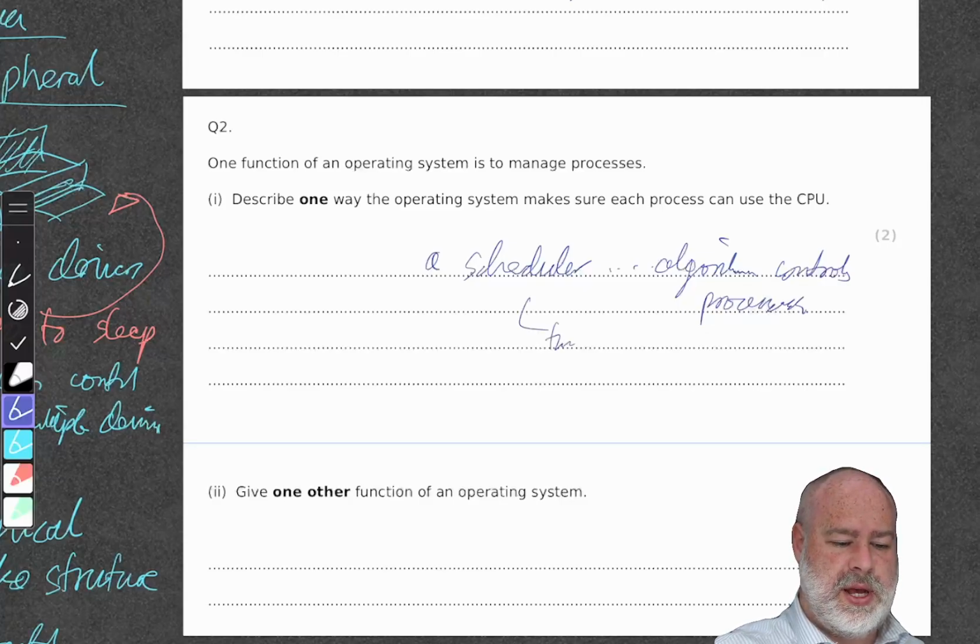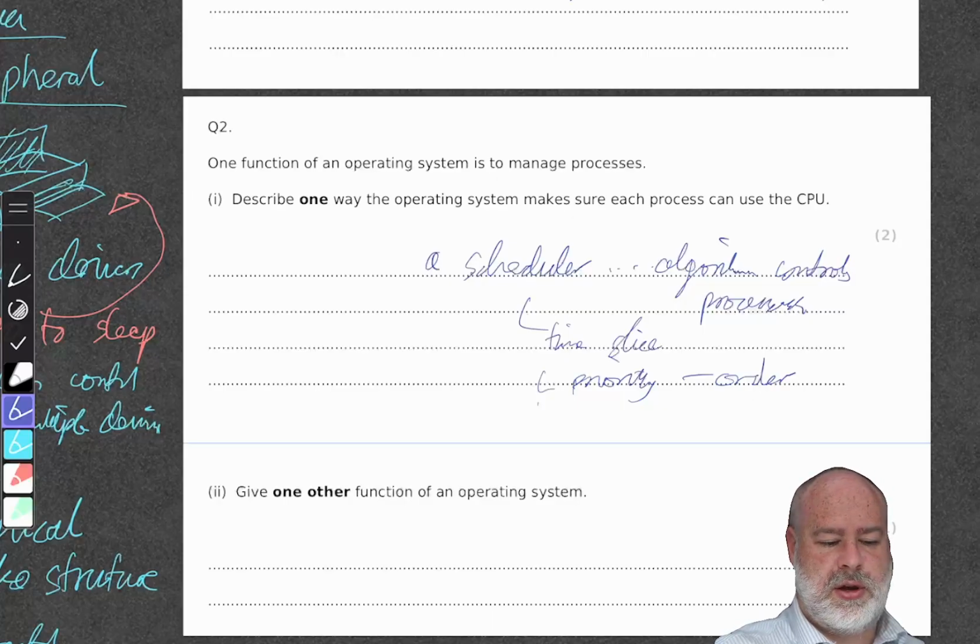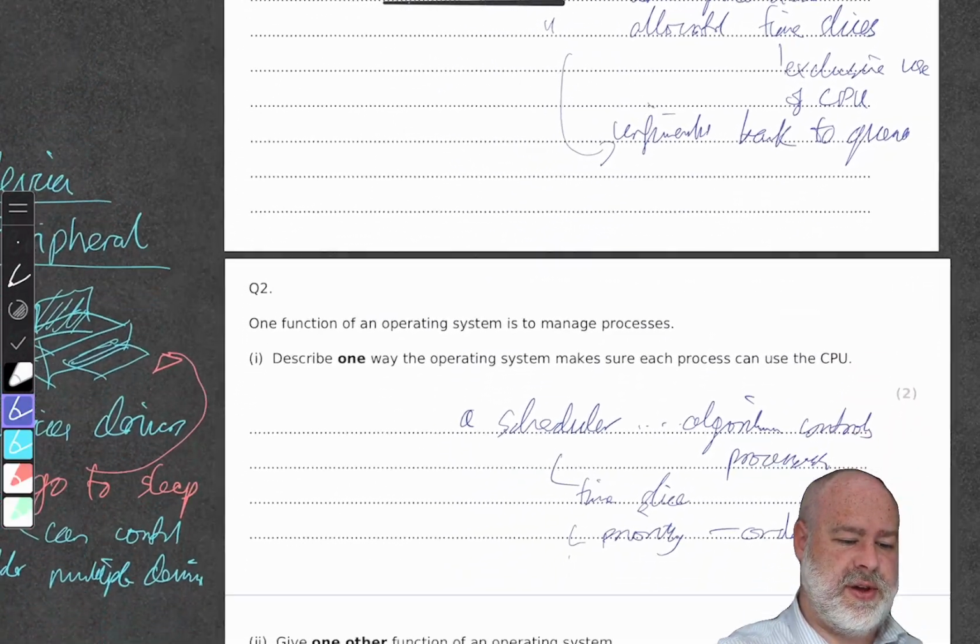Again, time slice. And then you could say held in priority order. And then again, incomplete processes go to the end. So that would be more than enough for 2. So it's an easier version of that first question.